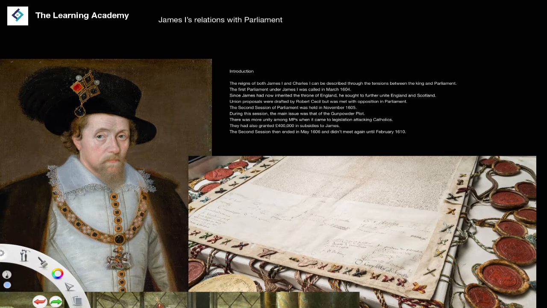Now, as you can probably imagine, the relationship between Parliament and the monarchy was very important during this period. As we continue our study of the Stuart period, when we talk about the English Revolution, the English Civil War, and the ultimate execution of Charles I, spoiler alert, it's important that we talk about Parliament because this is really where a lot of the breakdown in relations took place.